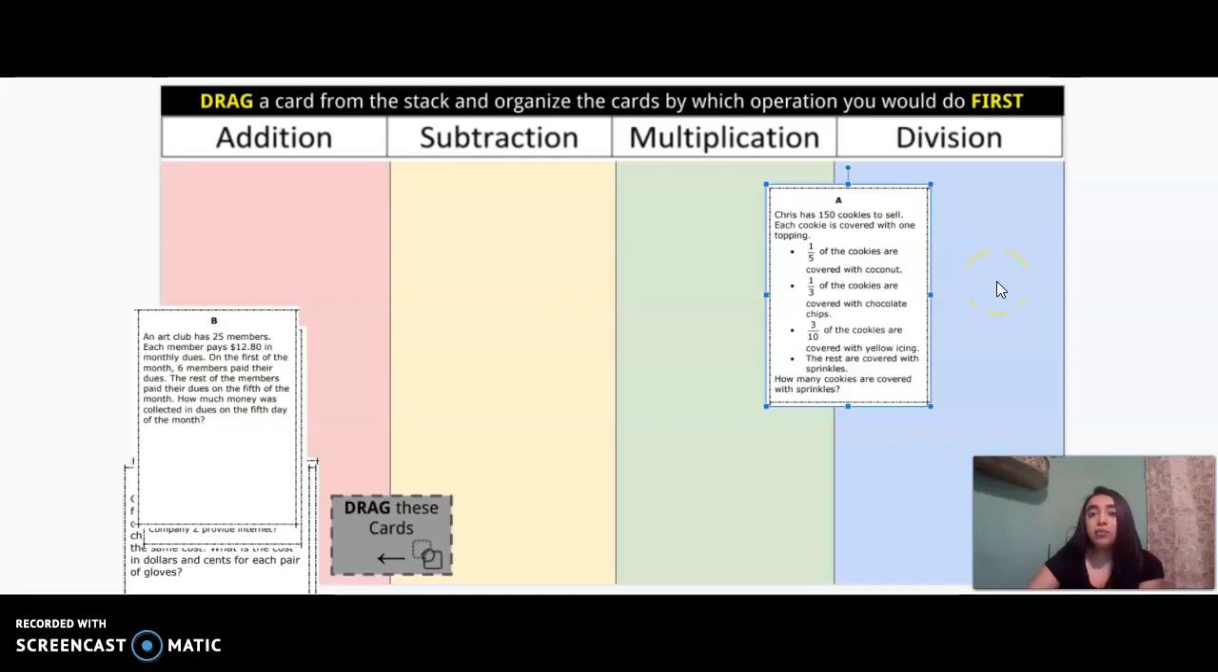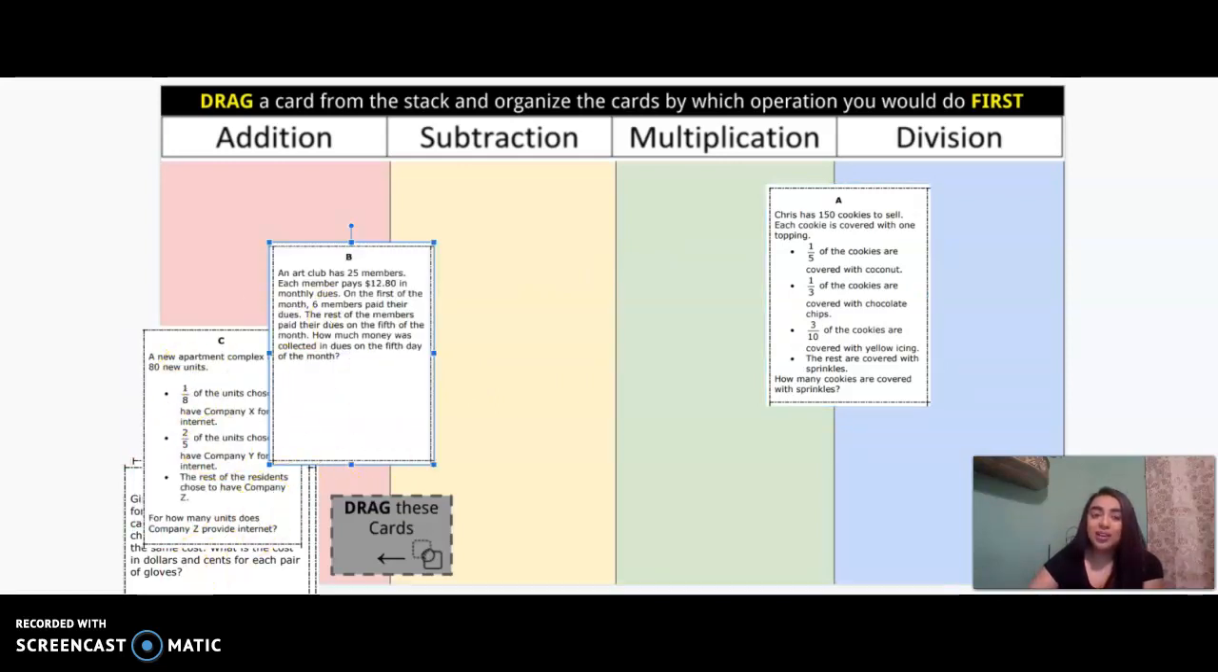And that works. Whatever you think is the first operation that you need to do, then you go ahead and place it wherever you need with the rest of these cards. All right, guys, good luck.